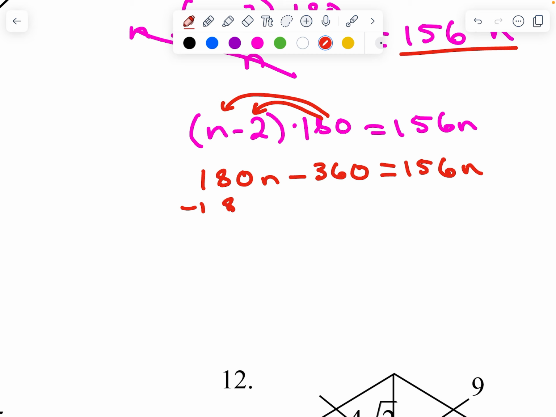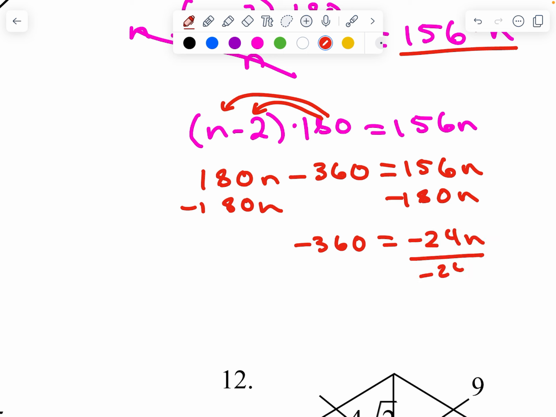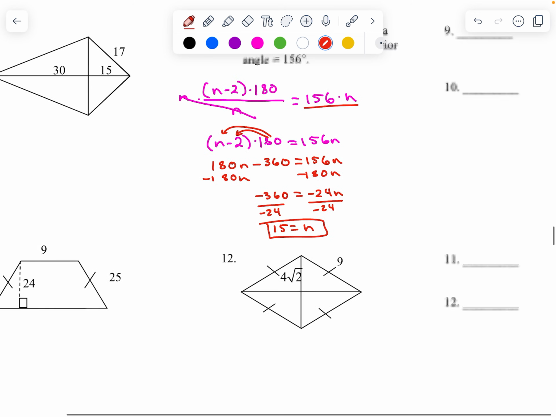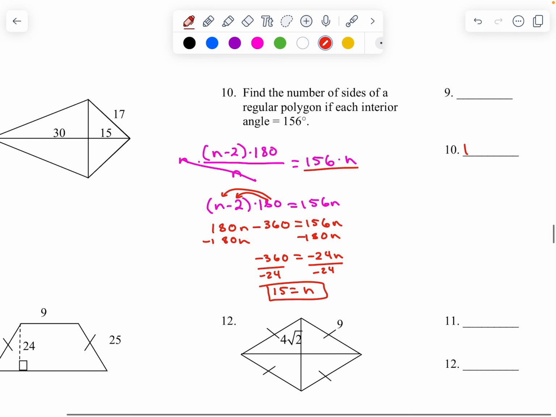I know that it seems like it might be wrong by subtracting 180 here because we end up getting a negative answer on the left side, I believe it should be negative 24. Yep, right? But when we divide by this negative, we actually end up getting a positive. We end up getting 15 sides. So my answer here is 15 sides for the number.